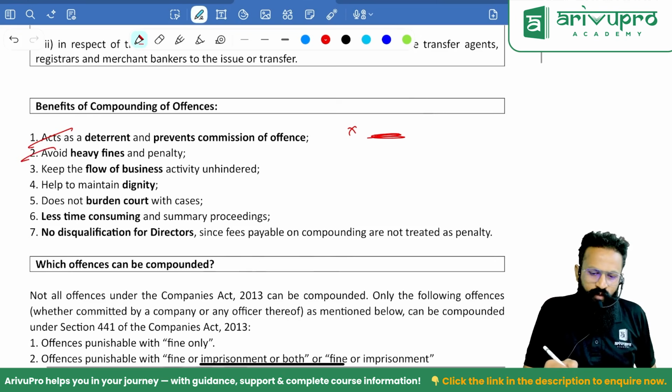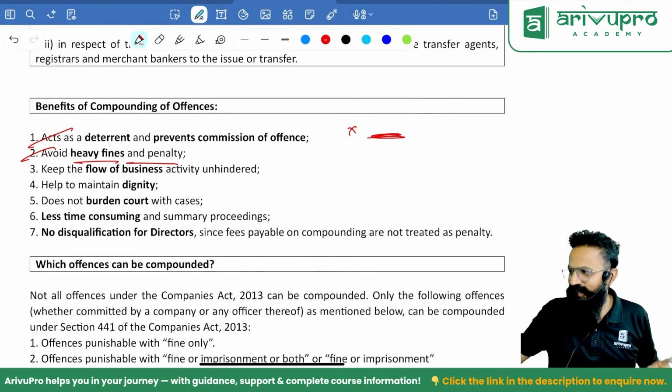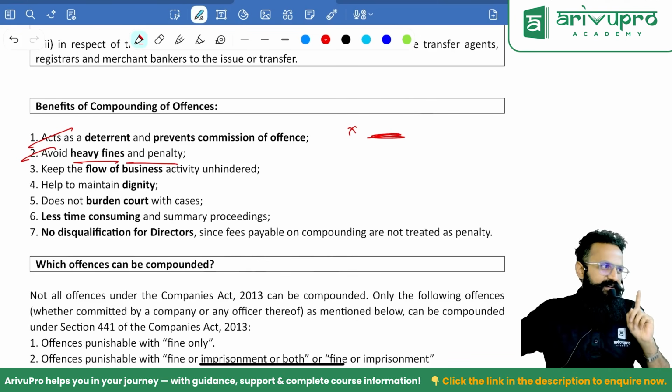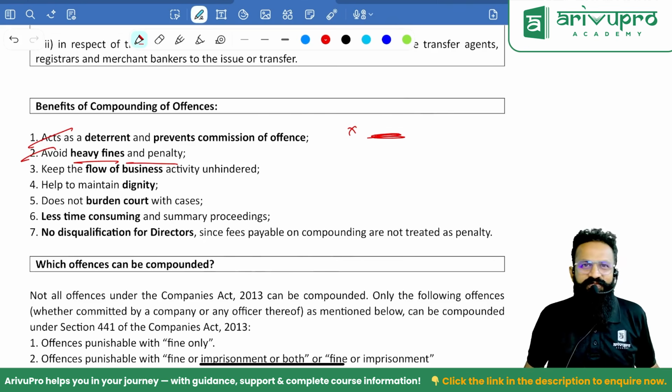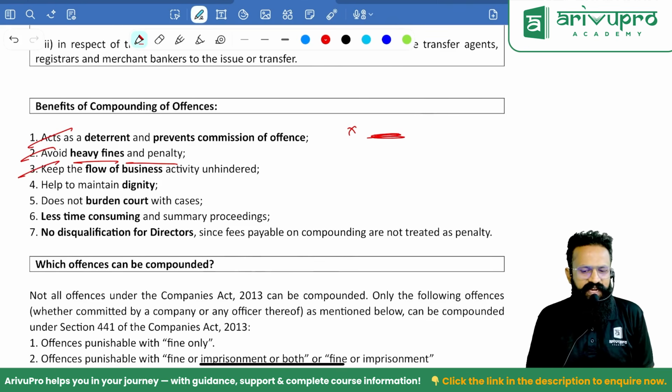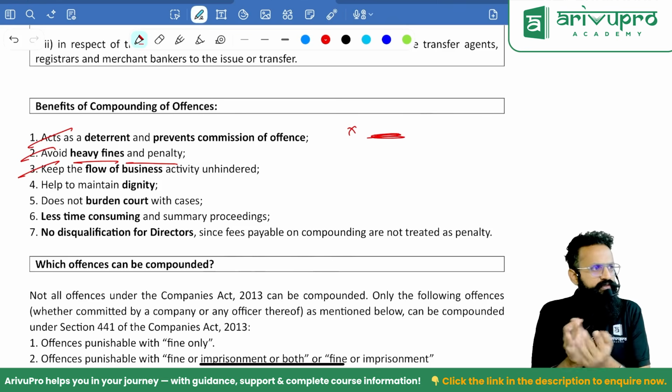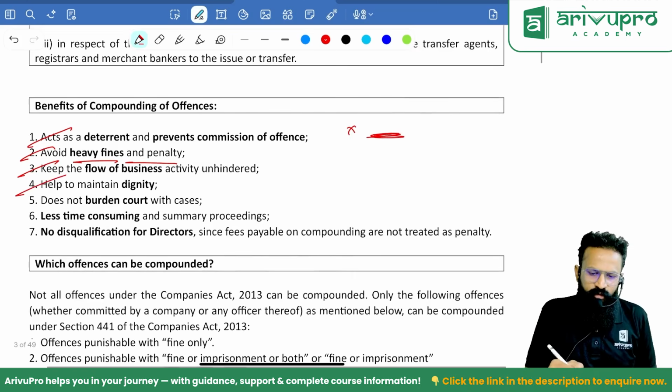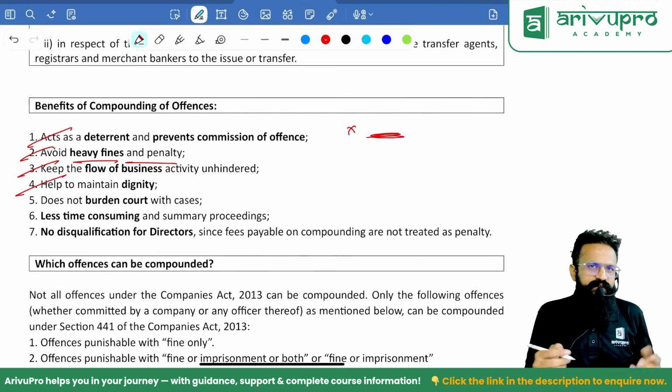Second one, avoid heavy fines and penalty. Agreed? If I catch 25 crore, it can be 25 lakh. Yes. Third one, keep the flow of business activity unhindered. Now, court proceedings will start. Your business activities will come to a halt. You will start roaming about some other issue. Why? Concentrate on your business. Just accept some one-week procedure. Be done with it. Fourth one, help to maintain dignity.